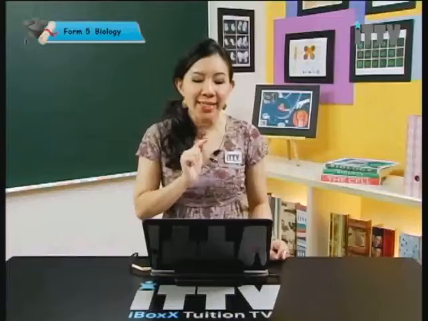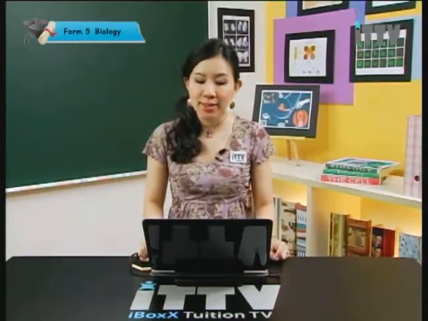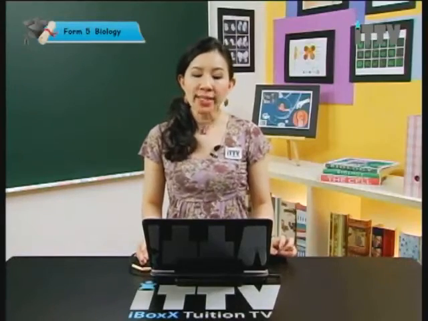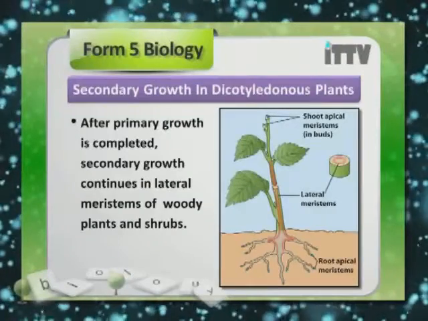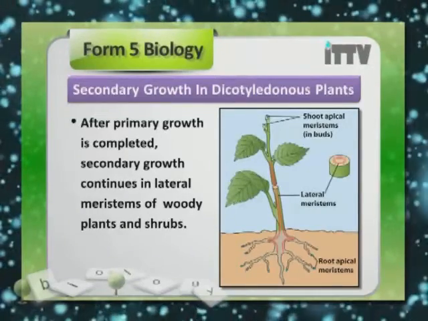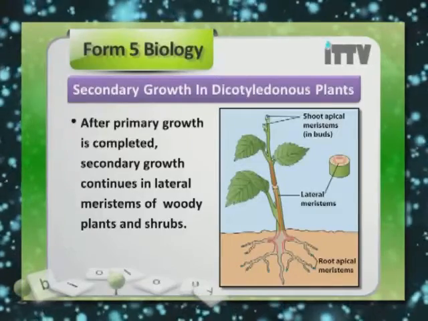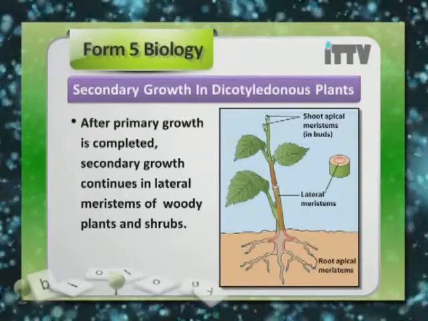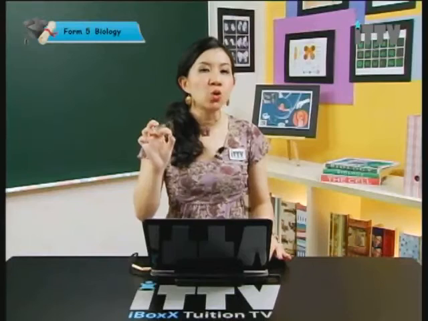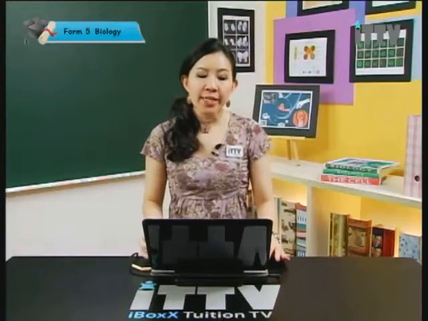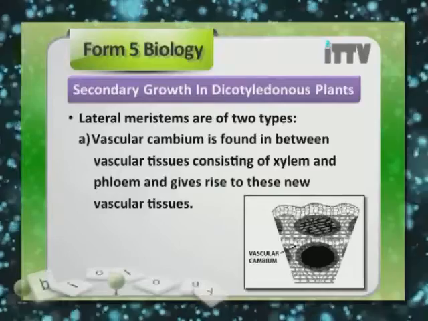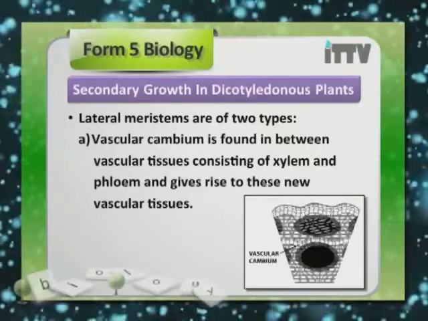Now, let us look at secondary growth in dicotyledonous plants, because later we'll look at secondary growth in monocotyledonous plants. After primary growth is completed, secondary growth continues in lateral meristems of woody plants and shrubs. As mentioned, primary growth happens at the apical meristem of the tip of the shoot and the root, and therefore secondary growth will then continue in the lateral meristems. And these lateral meristems are found in two types.